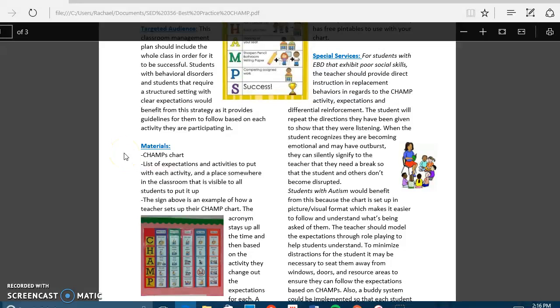Materials you're going to need: a CHAMPS chart first off. You're going to want a list of expectations and activities to put with each, and a place in your classroom that's really visible to all students that they can see at all times.